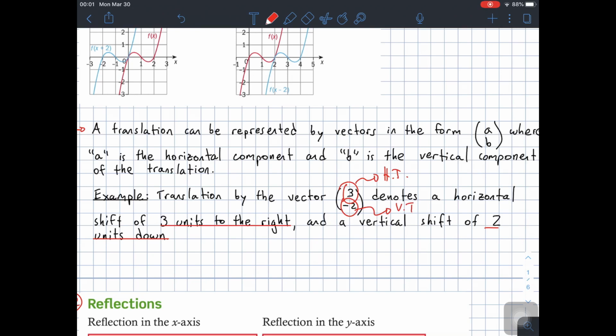If it's positive, we're translating the function to the right, or well, if the first component is positive, then we're moving to the right. If it's negative, we're moving to the left. And if the second component is positive, we're moving up. If the second component is negative, we're moving down. That's the rule for the translations given in the form of vectors.